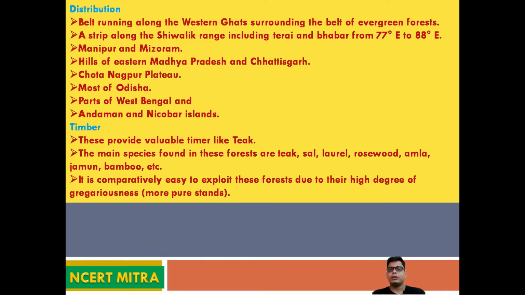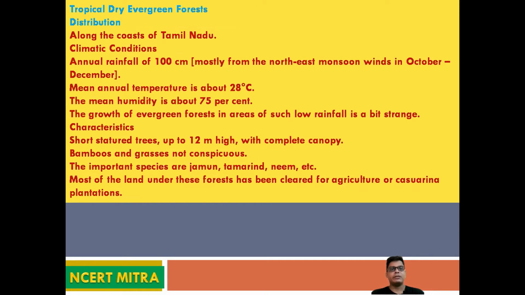This provides valuable timber, teak, and the main species are sal, teak, laurel, rosewood, amla, jamun, bamboo, etc. It is comparatively easy to exploit because of the lower rainfall and the forest not being dense.